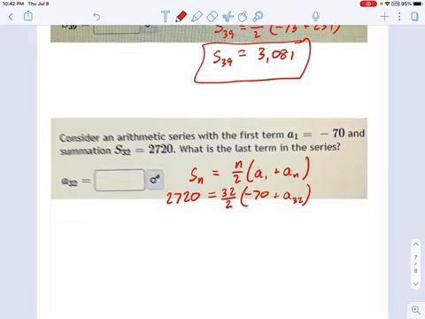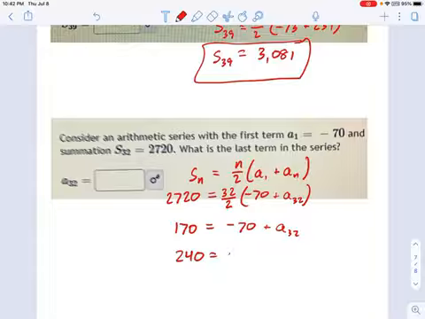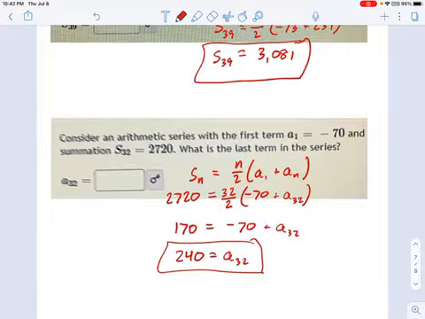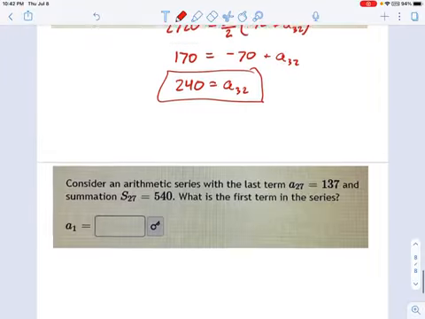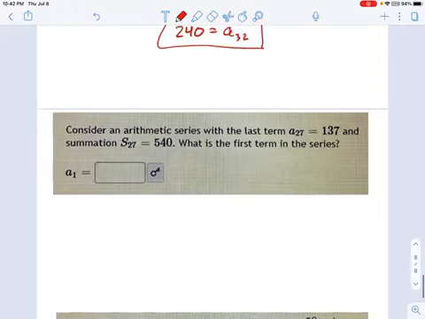And then I'm going to divide each side by 16, 2720 divided by 16. Okay, so I get 170 equals negative 70 plus the 32nd term. We add 70 to both sides, and we find that the 32nd term, the last term in the series, is 240. So in this problem, you see it was the exact same formula, we just started with some different variables known.